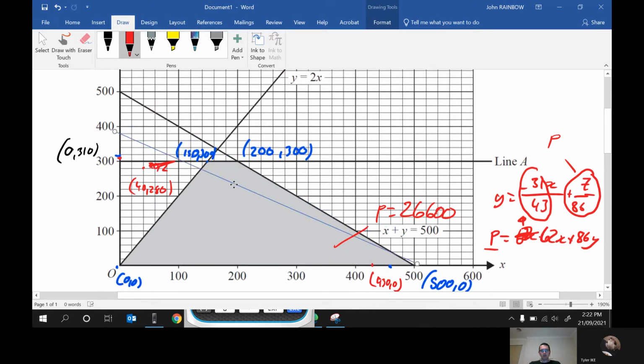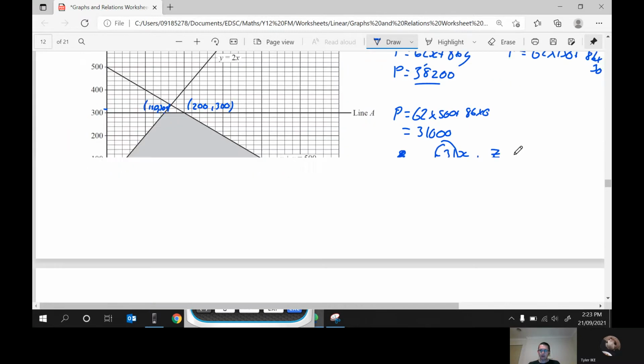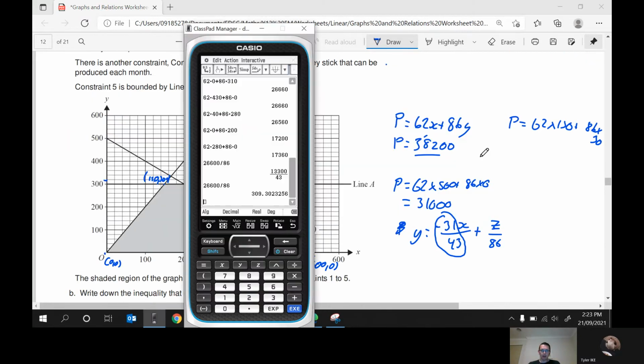So if we look at all these points and put them into the formula, if we look at that other point, we'll put in 150, 300. So P equals 62 times 150 plus 86 times 300. You get what I'm saying though?